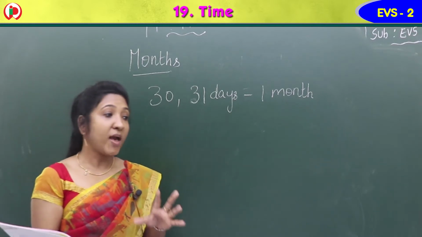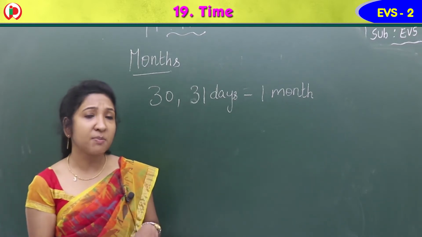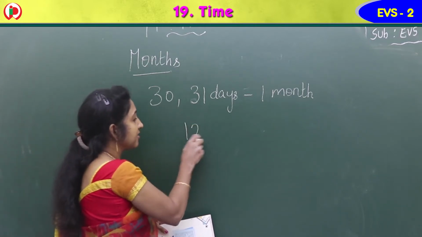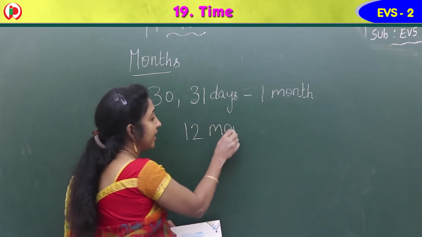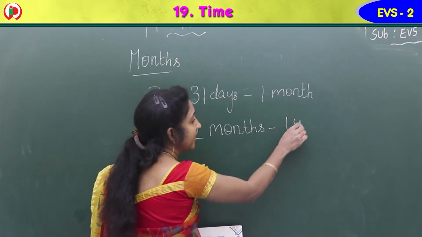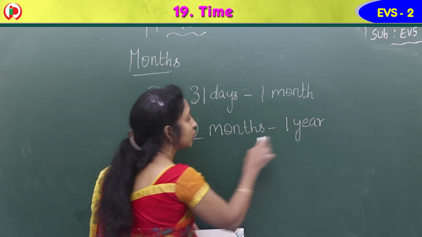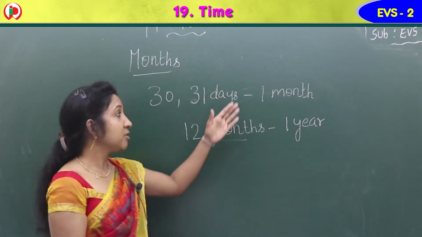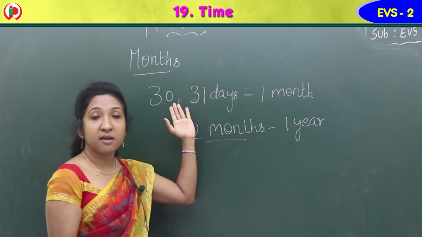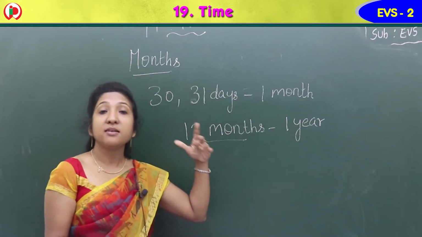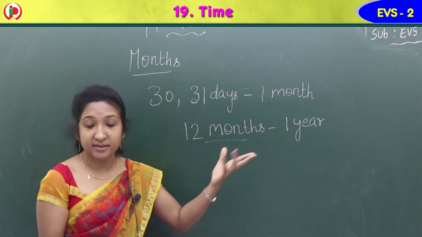There are 12 months in a year. How many months are there in a year, children? We have 12 months in a year. 1 year means 12 months. And month means how many days? 30 or 31 days. Some months have 30 days. Some months have 31 days.